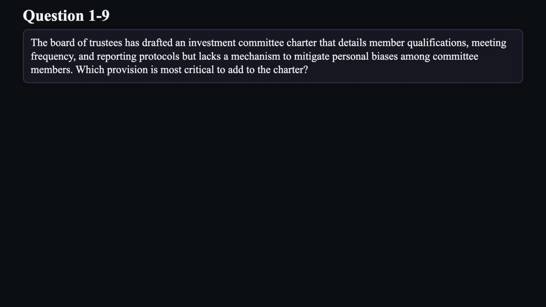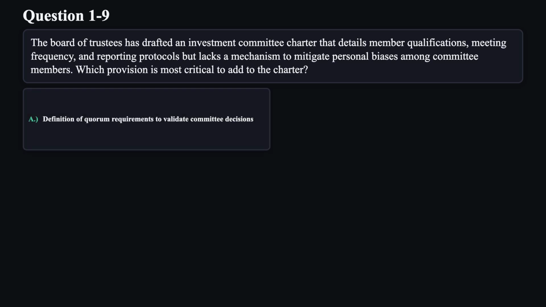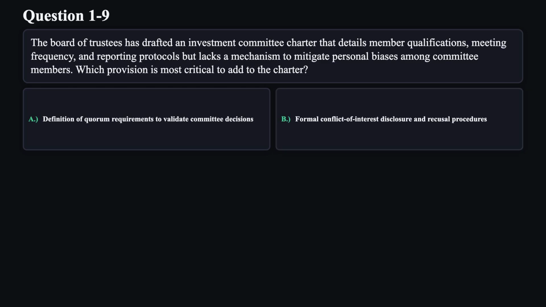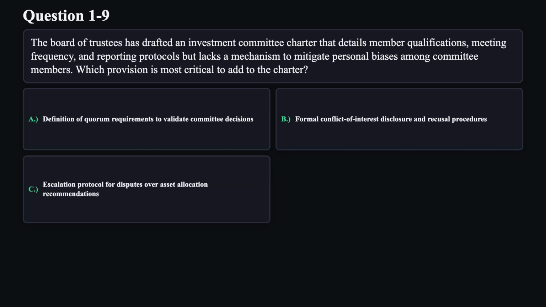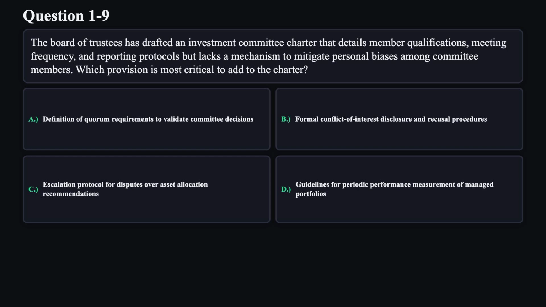Question 9. The Board of Trustees has drafted an investment committee charter that details member qualifications, meeting frequency, and reporting protocols, but lacks a mechanism to mitigate personal biases among committee members. Which provision is most critical to add to the charter? A. Definition of quorum requirements to validate committee decisions. B. Formal conflict of interest disclosure and recusal procedures. C. Escalation protocol for disputes over asset allocation recommendations. D. Guidelines for periodic performance measurement of managed portfolios.